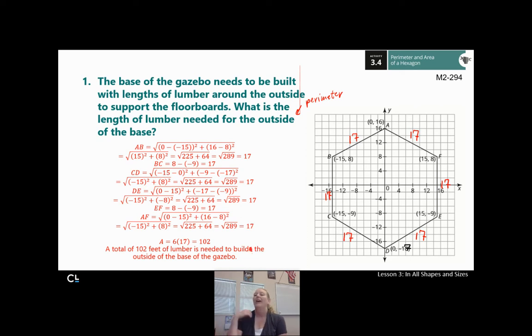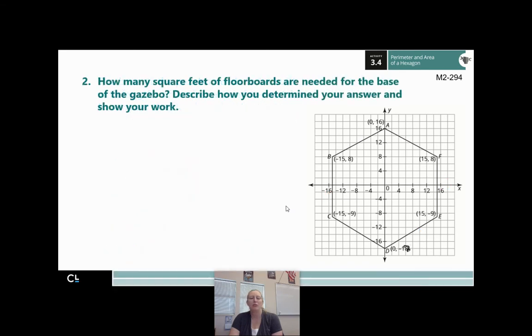Okay. A total of 102 feet of lumber is needed to build the outside of the base of the gazebo. Great. But I got to put down floorboards, right? So the question is, how many square feet of floorboards are needed for the base of the gazebo?